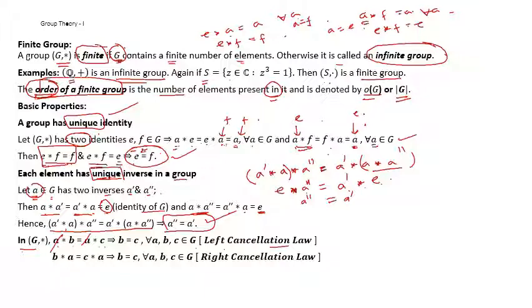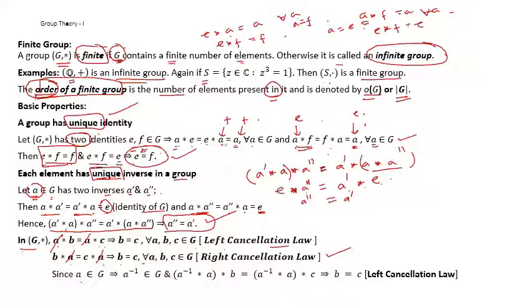Similarly, for all A, B, C belongs to G, এটাও সত্যি যে B star A equal to C star A, this implies B equal to C. This is called the right cancellation law. Why right cancellation law? Because we are eliminating from the right. So this is the left cancellation law and this is the right cancellation law. The proof is very elementary.